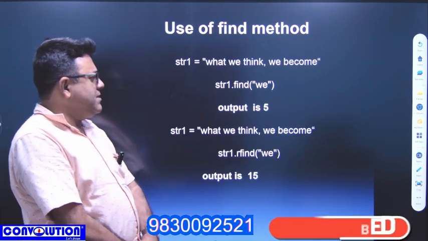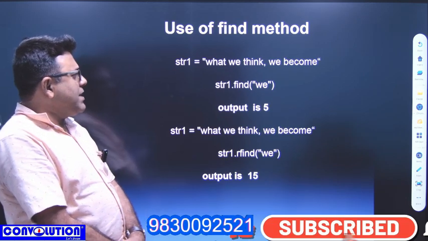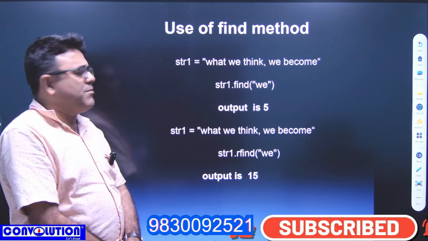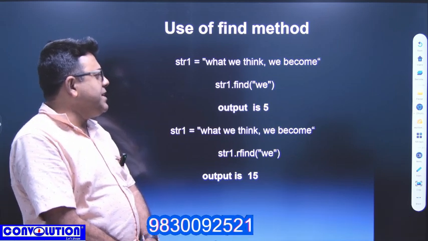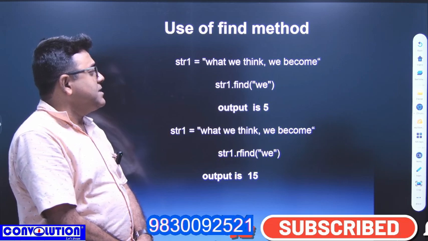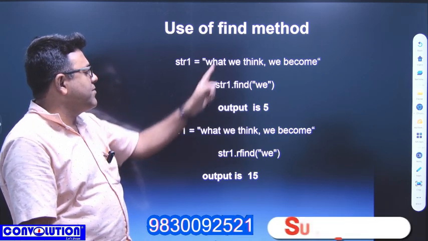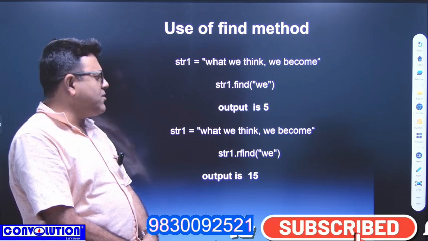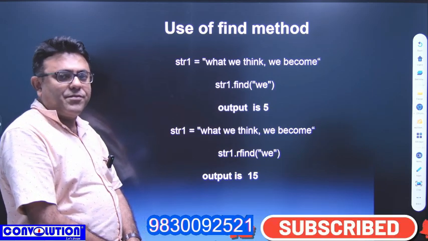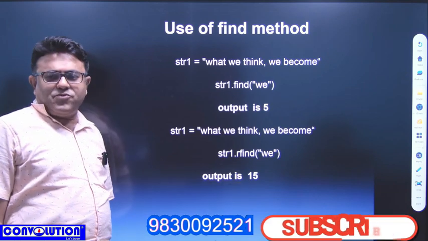Next, we'll see something more about this. So we are saying str1.find v. It is giving me the output as 5, because if you see this particular statement, 0, 1, 2, 3, 4, 5. So from the fifth position we are starting, so the output is becoming 5. Then with rfind it is giving me the output as 15.